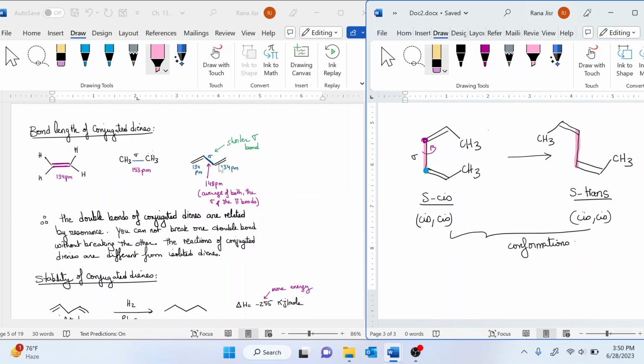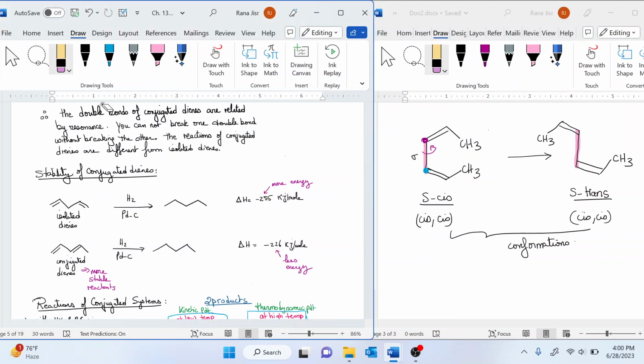The sigma bond that connects the two double bonds in there does not behave like a regular sigma bond. A regular sigma bond has this length over here, but the sigma bond between the two conjugated double bonds is shorter. And the reason why it's shorter is because of resonance.